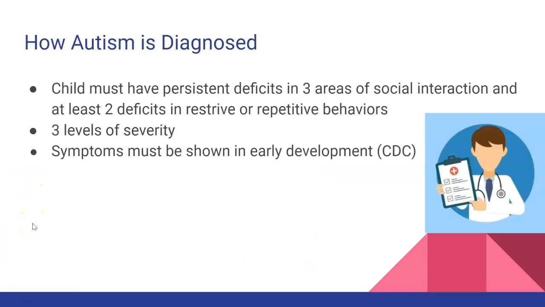When a child is diagnosed with autism, they have to have persistent deficits in 3 areas of social interaction and at least 2 deficits in 4 of the restrictive or repetitive behaviors. The social aspect is an abnormal approach to social interaction, a failure to have back and forth conversations, not showing interest in sharing their emotions or hobbies, and not initiating or responding to social interactions.